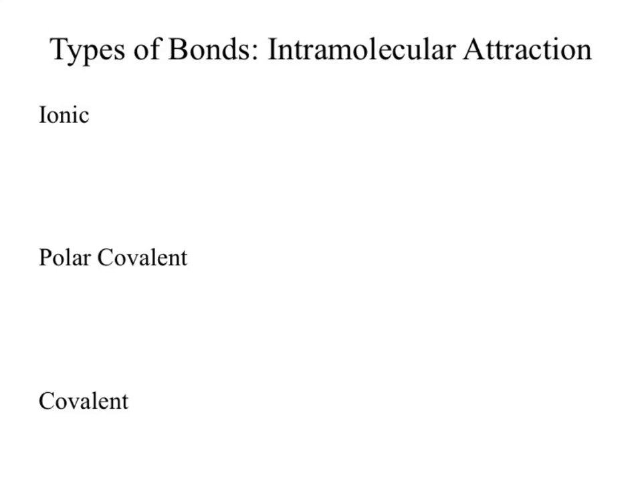You guys should remember, right? What is an ionic bond? What is a polar covalent bond? What is a covalent bond? Because once we know those, we can start to predict how our molecules will interact with each other in larger environments.